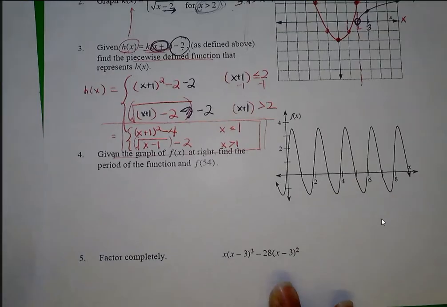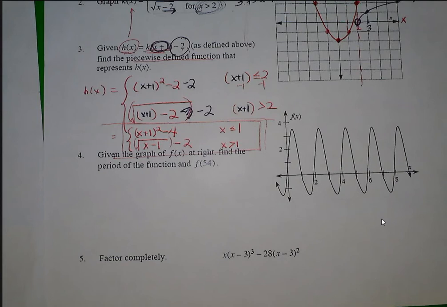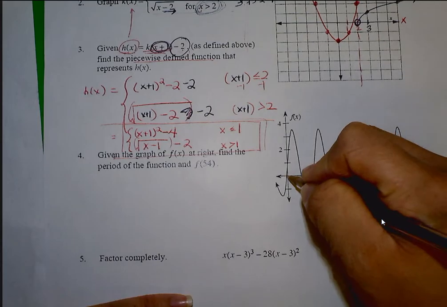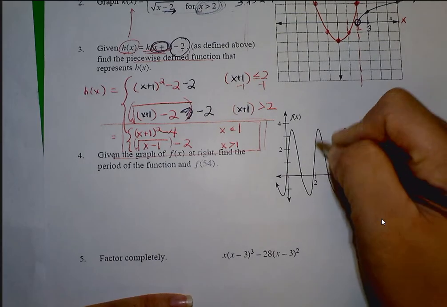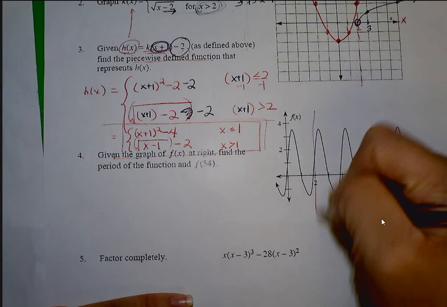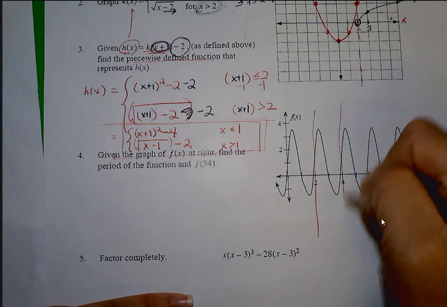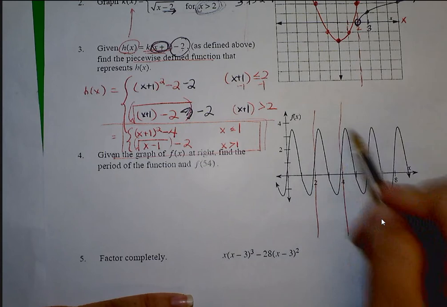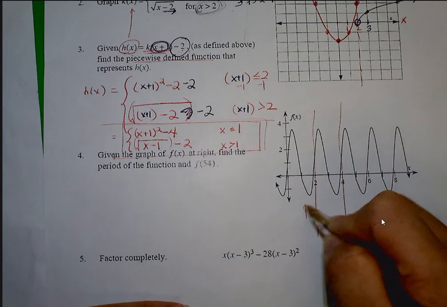Alright. Oh, I gave the same question again, I guess. So given the graph of f of x at the right, find the period of the function f of 54. Since I know that from here to here, 2 is the period, this graph repeats every 2 spaces. Look, the period is 2. It's important to know that the period is 2.